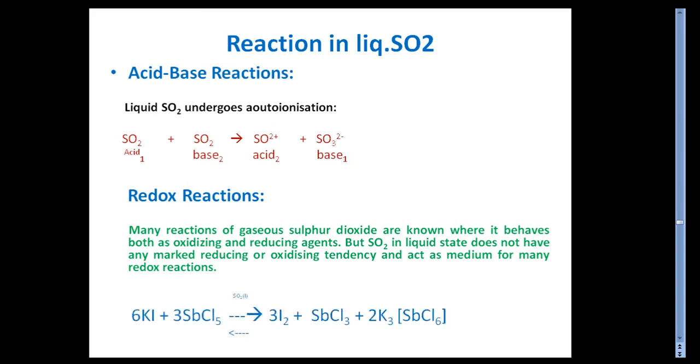This is an example, students, of a simple reaction where 6 moles of KI react with 3 moles of SbCl5. The reaction takes place in the presence of liquid SO2, and 3I2 plus SbCl3 plus 2K3SbCl6 is the product. So this is the reaction where the iodine is liberated from KI in the presence of SbCl5. This is a redox reaction.